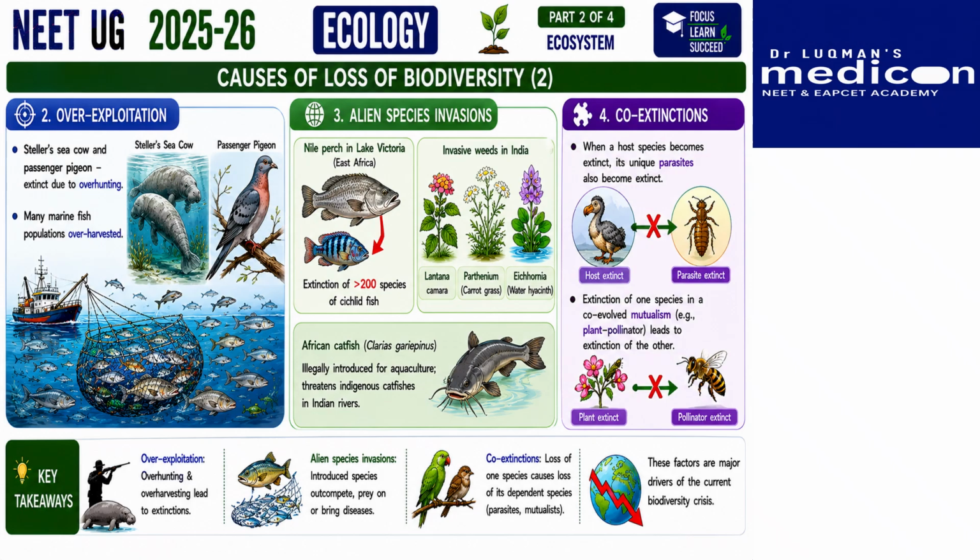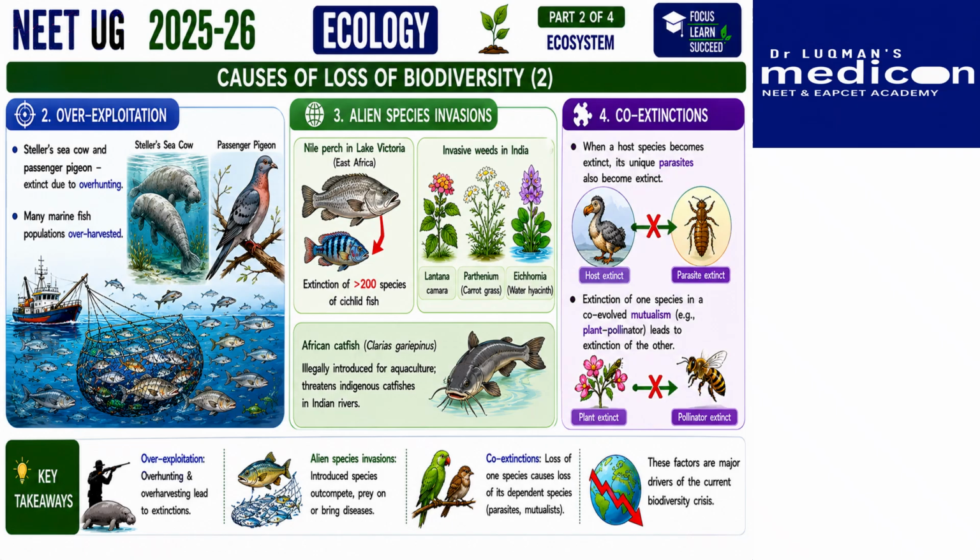Overexploitation means overuse. For example, Steller's sea cow and passenger pigeon became extinct due to overhunting. A lot of people hunt on a large scale, and that's how species are becoming extinct. So overhunting or overexploitation. Many marine fish populations are over-harvested, taken on a large scale.